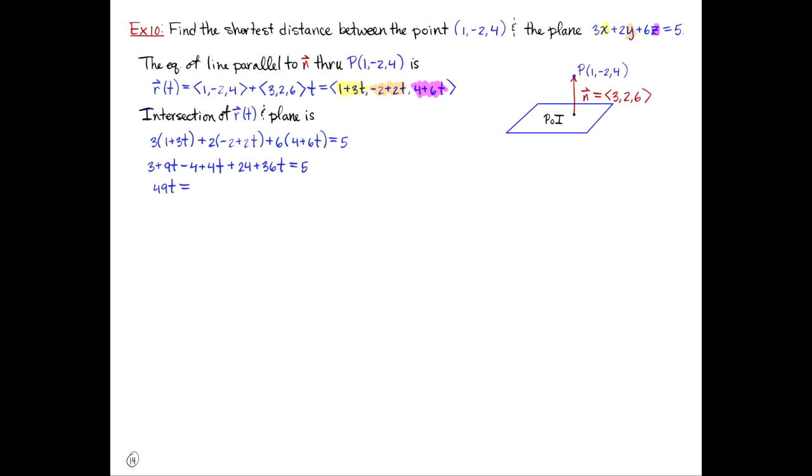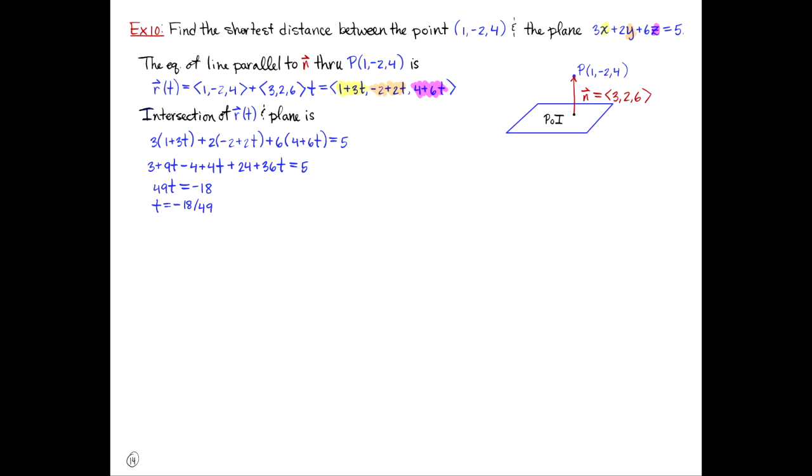And that is equal to 3 minus 4 is -1, plus 24 is 23, and 5 minus 23 gives us -18. Solving for t, we get that t is -18 over 49.